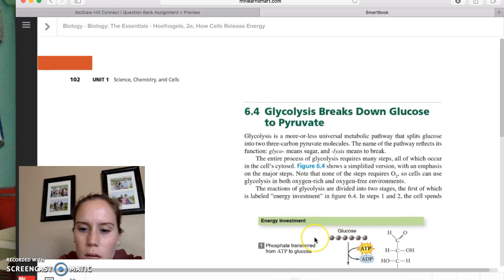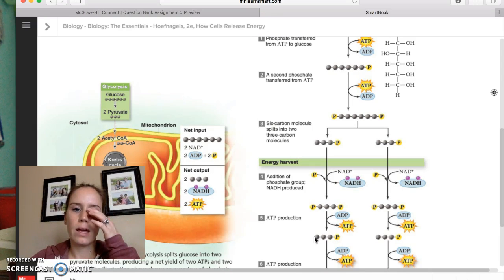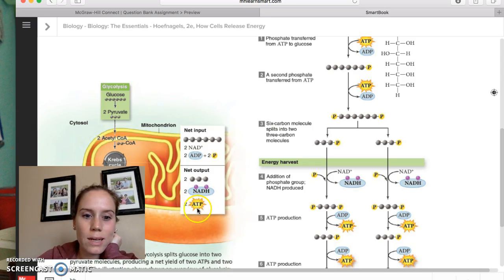Okay, there's glycolysis. So this is just another look at all the steps of glycolysis. Make sure you know that the net output is right here. You're going to get two NADH molecules, which go to the electron transport chain, and then you're going to get a net output of 2 ATP.